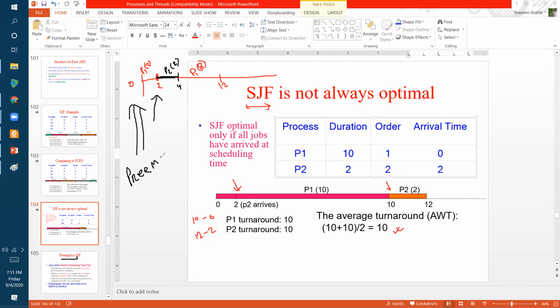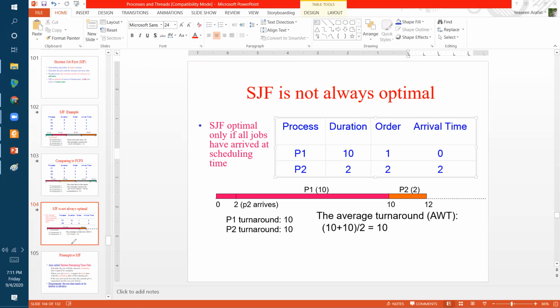In the next slide we will see preemptive SJF. So SJF is not always optimal. We have seen that in this slide. So we can think like this: P2 has to wait a short time, so the average time will be short. We will see that in the next slide.